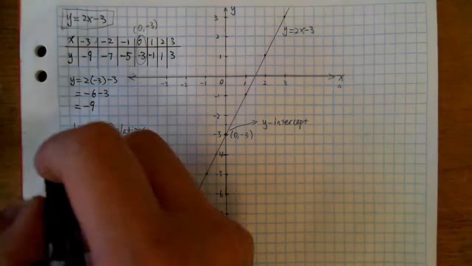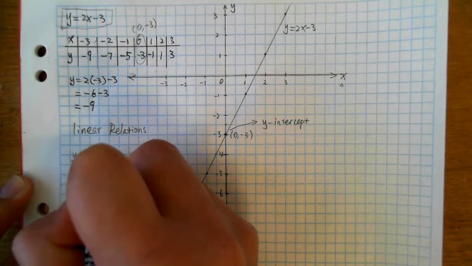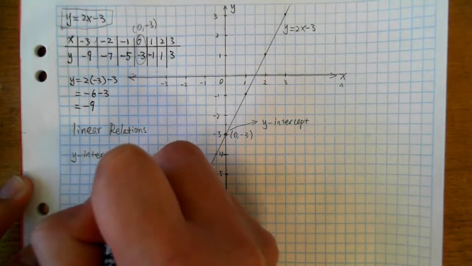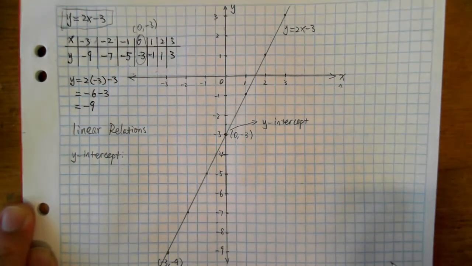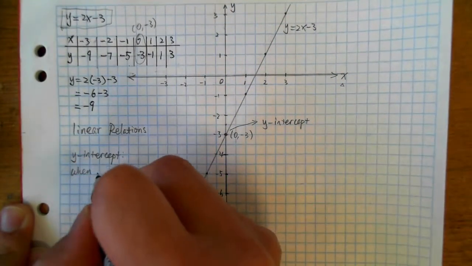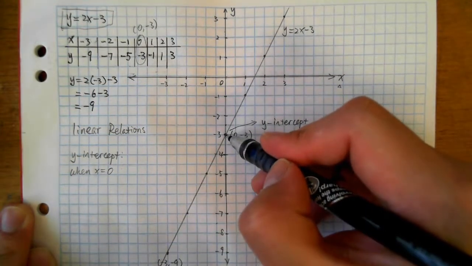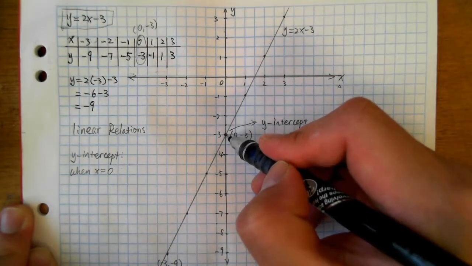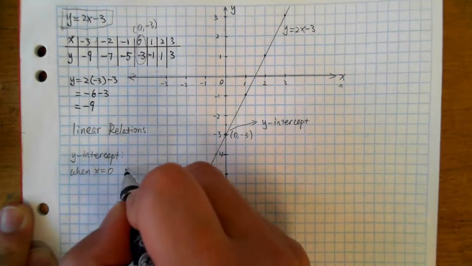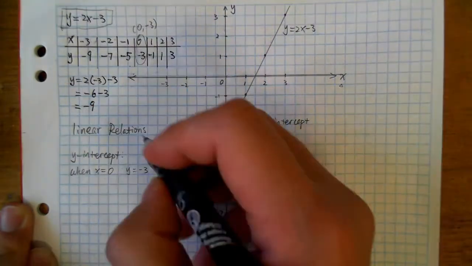Okay, so we draw the conclusion. How can we find the y-intercept? Alright, the y-intercept is when x equals 0, because this point should be on the y-axis. So y equals -3. So this is the y-intercept.